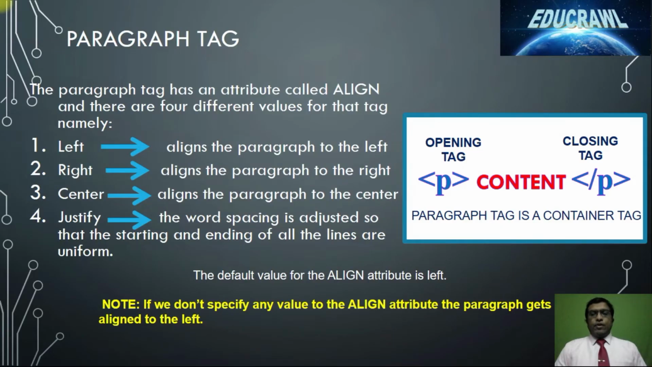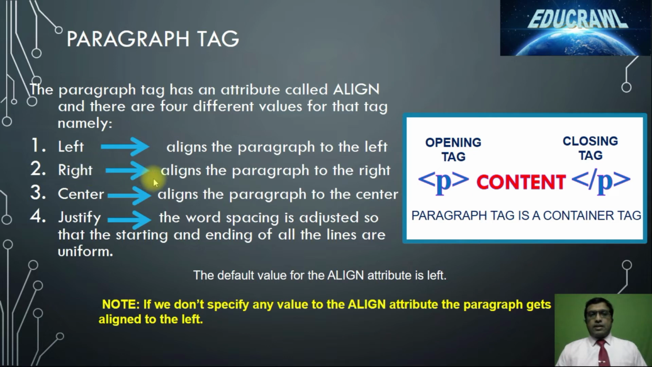The third tag we are going to see is the paragraph tag. The paragraph tag has an attribute called align and there are 4 different values for the tag. The first value is left. This left aligns the paragraph to the left.